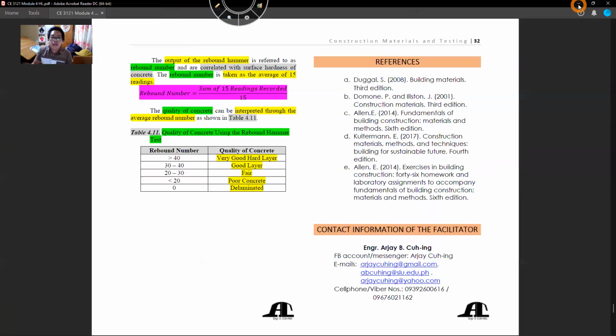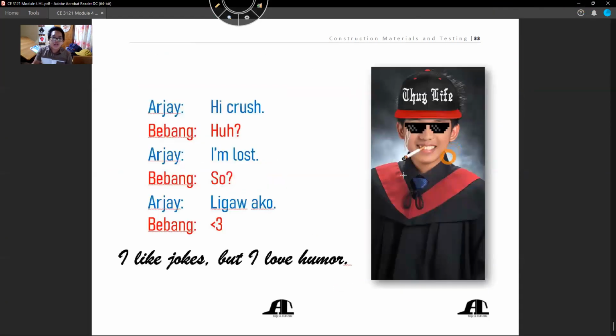Ito. Galawan natin kung paano manligaw. Ang gagawin mo lang, sabihin mo kay crush, hi, crush. Tapos sabihin niya, huh? Tapos sabihin mo, I'm lost. I'm lost. So, wala siyang pakialam sa'yo. So, sabihin niya, Tagalog mo. Ligaw ako.